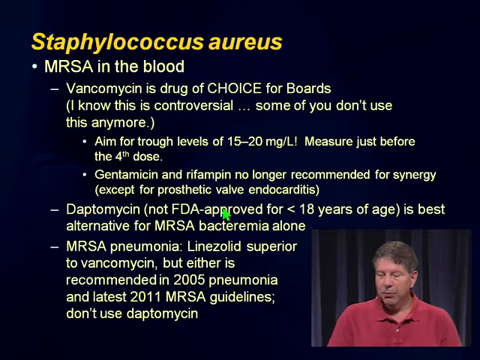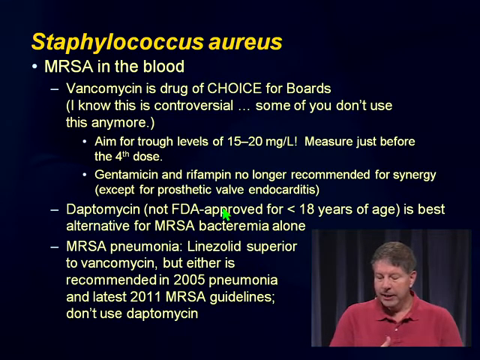It's not FDA approved, though, for kids less than 18, so they won't ask us about it. I don't think they'll ask you about it. For MRSA pneumonia, linezolid, there's really good data showing it's superior to vanc, but in all the guidelines that have come out, the 2005 pneumonia and then the latest 2011 MRSA guidelines, they said you could use linezolid or vancomycin for Staph aureus pneumonia. I don't think in peds they're going to give us linezolid. I still think they'll give you vancomycin as the drug they want you to use.